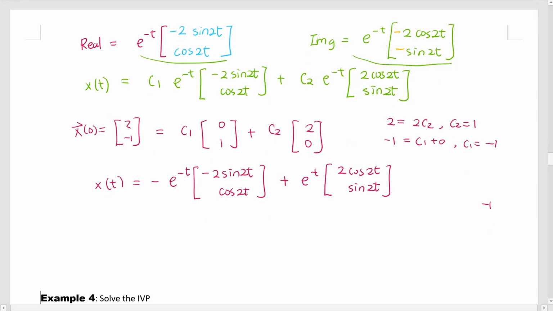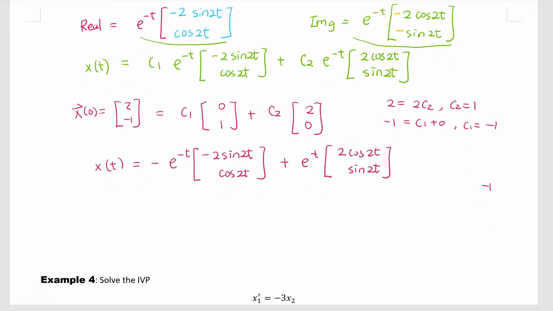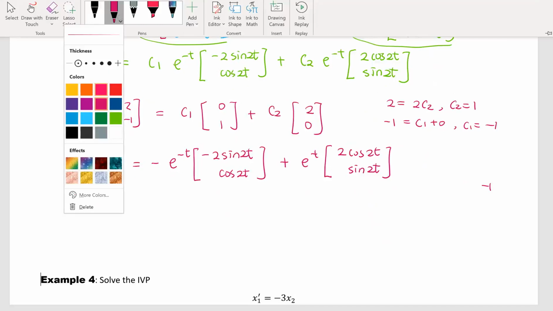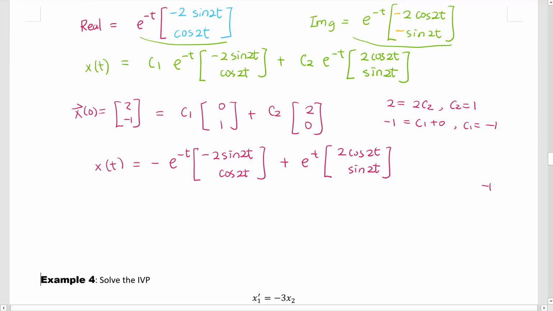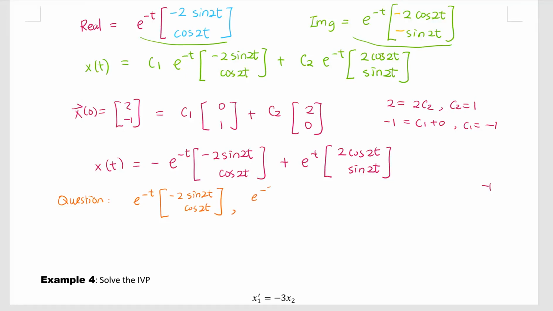Yeah, so questions. So if you want to ask, which color? Okay, how about this color? Okay, so questions. So are the solutions e to the minus t, -2 sine 2t, cosine 2t, and e to the -t, 2 cosine 2t, sine 2t, linearly independent?